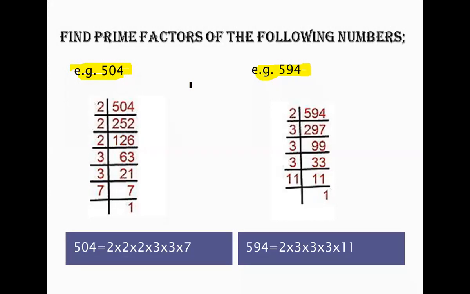I will quickly ask the answer of example 504. Means you have to find out the prime factors of 504 and you have to find out the prime factors of 594. But in loose sheets or in any rough copy, do not try to solve these questions in your classwork copy, okay? Do not solve these questions in your classwork copy.